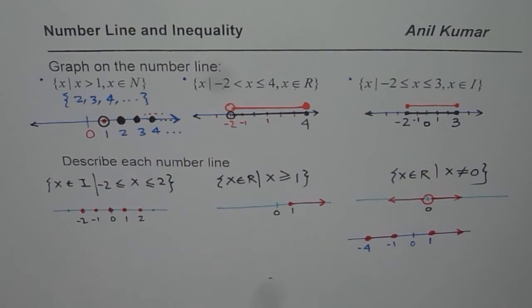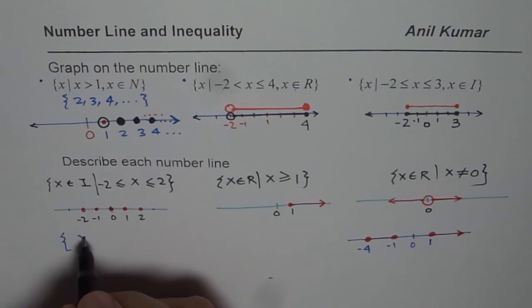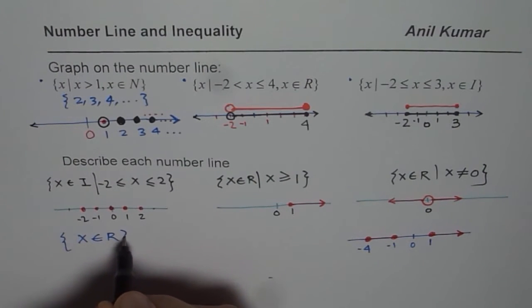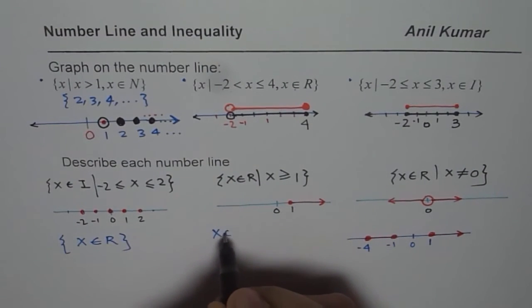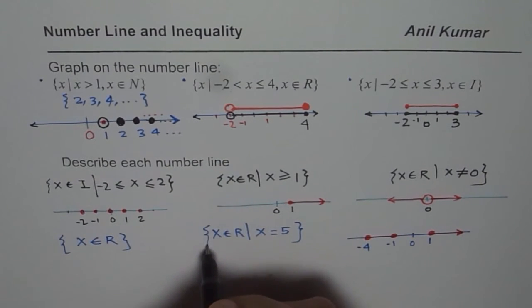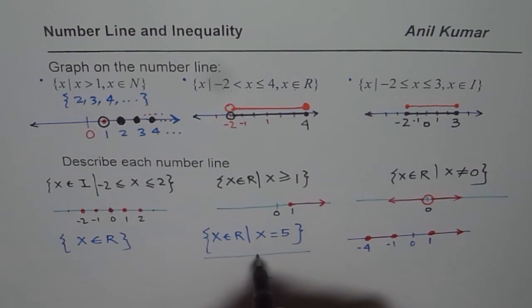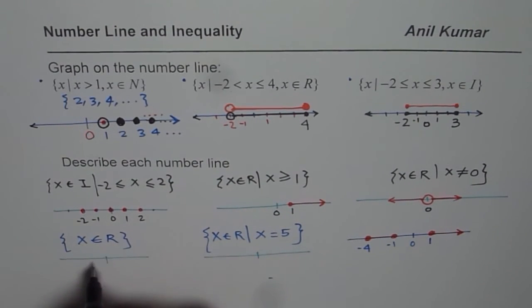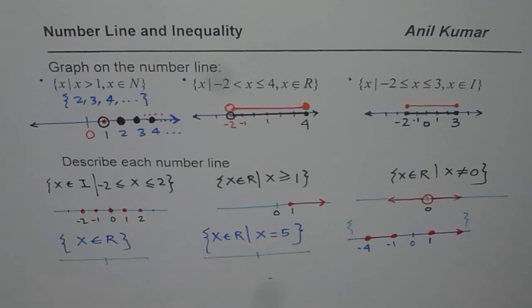Now that is one way. Second is, you have to show it on the number line. If I say x belongs to real numbers, how do I show it on the number line? Or if I say x belongs to real numbers but x is equal to 5. Now how to show this on a number line? That is your test question, right? So show it on the number line, this situation and this situation. And on this part, write it as an inequality. I hope that will help you to master how a number line is related with inequalities.